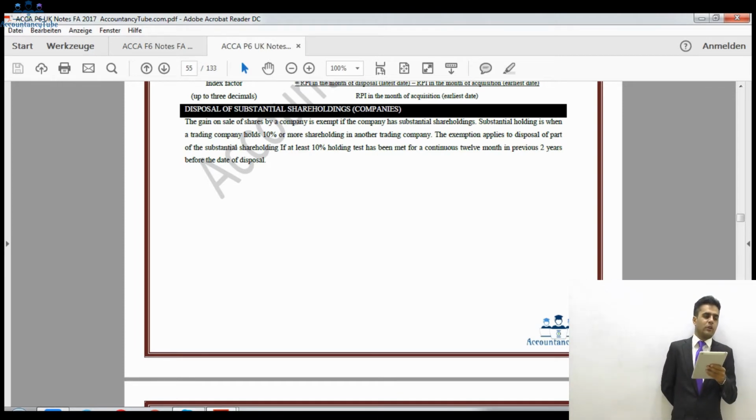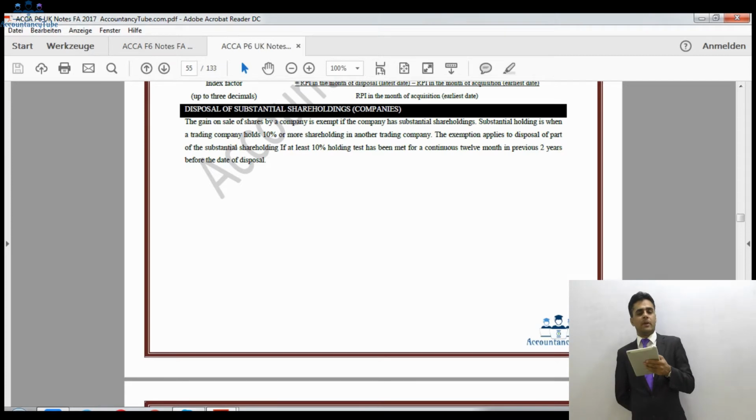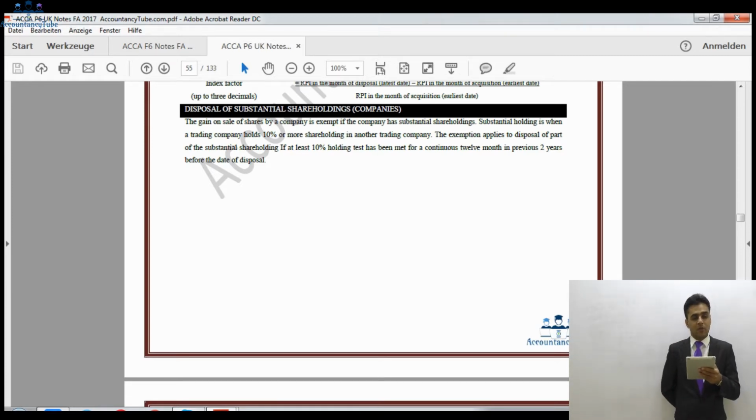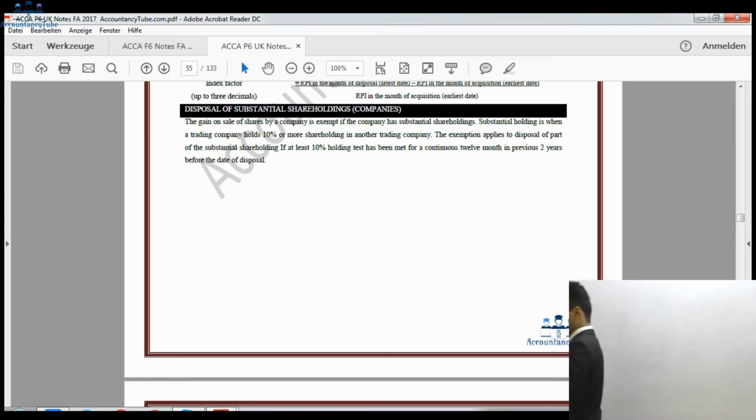So the disposing company and the purchasing company must both be trading companies, the shares must have been held for 12 months in the previous 24 months, and the shareholding must be 10% or more. So that is our substantial shareholding exemption.